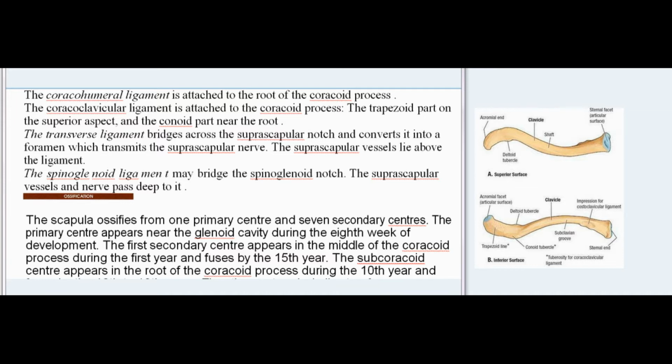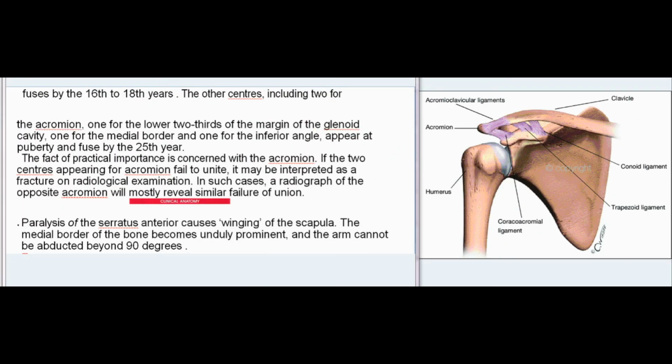The scapula ossifies from 1 primary center and 7 secondary centers. The primary center appears near the glenoid cavity during the 8th week of development. The first secondary center appears in the middle of the coracoid process during the 1st year and fuses by the 15th year. The subcoracoid center appears in the root of the coracoid process during the 10th year and fuses by the 16th to 18th years. The other centers, including two for the acromion, one for the lower 2/3 of the margin of the glenoid cavity, one for the medial border and one for the inferior angle, appear at puberty and fuse by the 25th year.